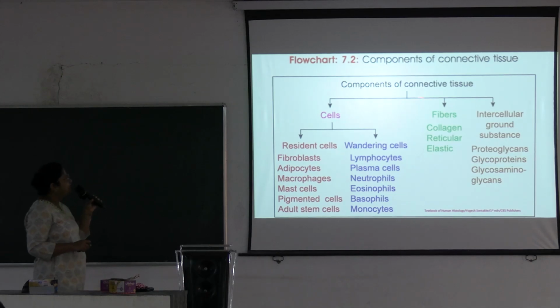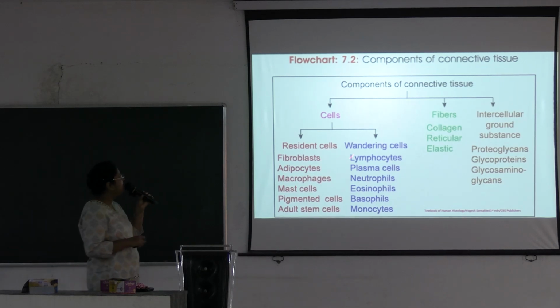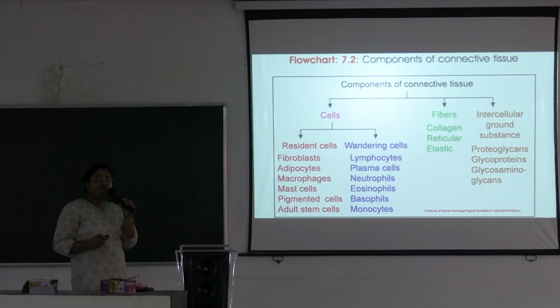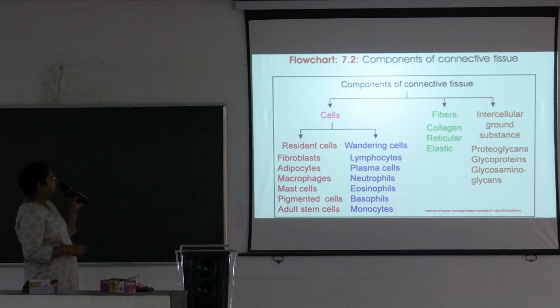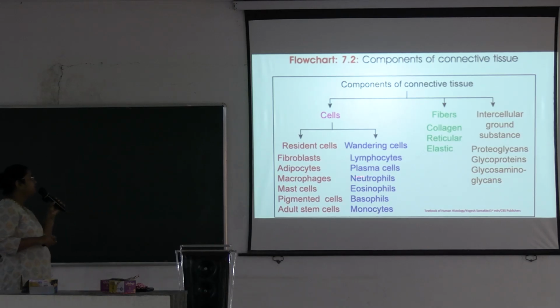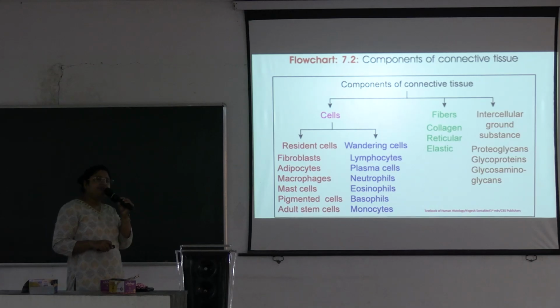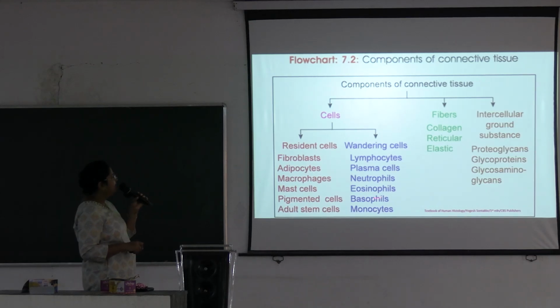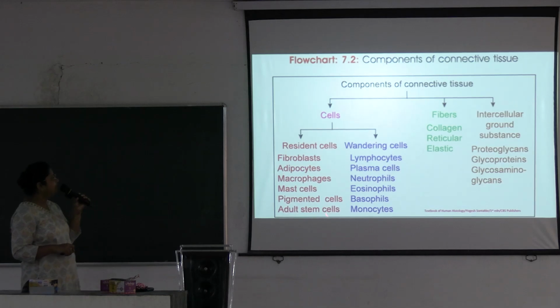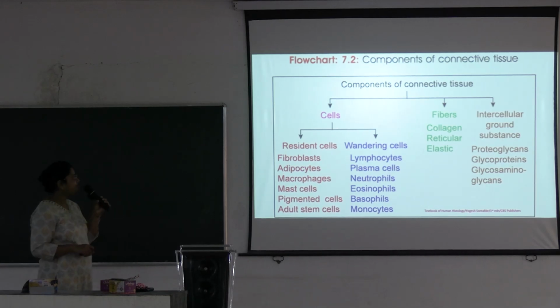Next, these are the components. So these are cells, fibers, and intercellular ground substance. Cells are the resident cells and wandering cells. Resident cells are these: fibroblasts, adipocytes, macrophage, mast cells, pigmented cells, adult stem cells. And wandering cells are lymphocytes, plasma cells, neutrophils, eosinophil, basophil, and monocytes.